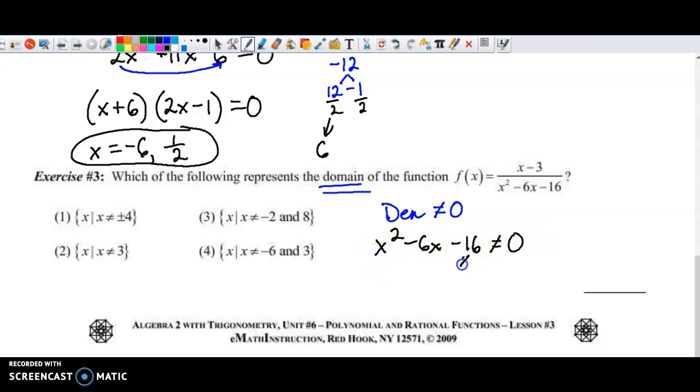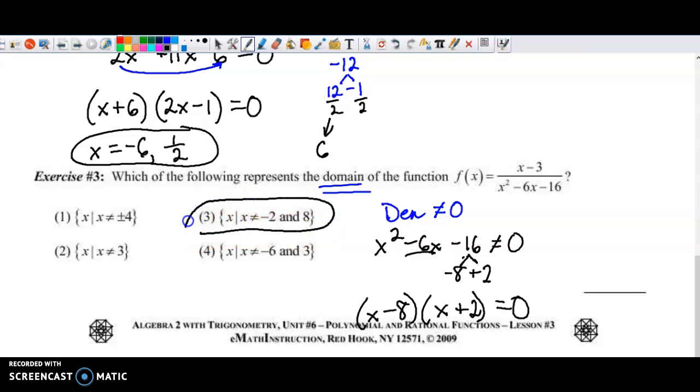But either way you go about this, the factors of negative 16 that add to be negative 6 are negative 8 plus 2, but remember, the solutions to that are the opposite. That's why it's negative 2 and positive 8. Option 3.